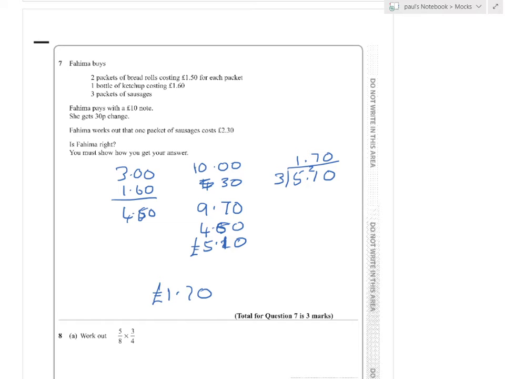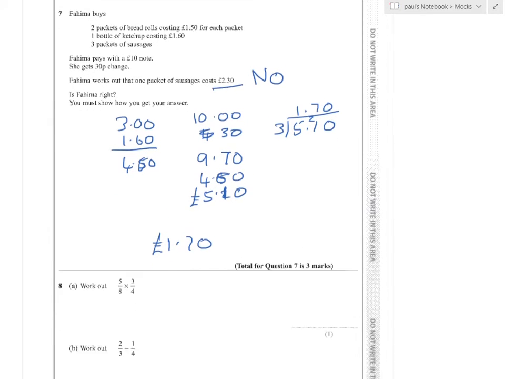She works out that it's £2.30. And no, it's £1.70. Right.